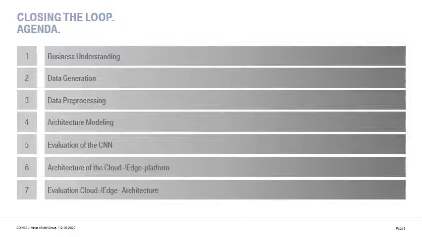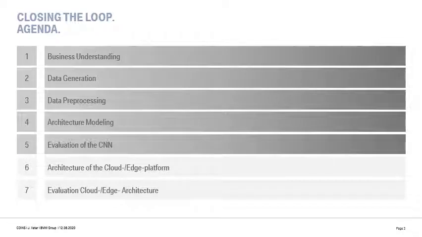In order to be able to use the CNN in the production context, an IT architecture is required, which I will present to you in the 6th point. This architecture is based on the cloud and edge computing. Finally, I want to validate this architecture too. Let's start with the development of the CNN and the business understanding.